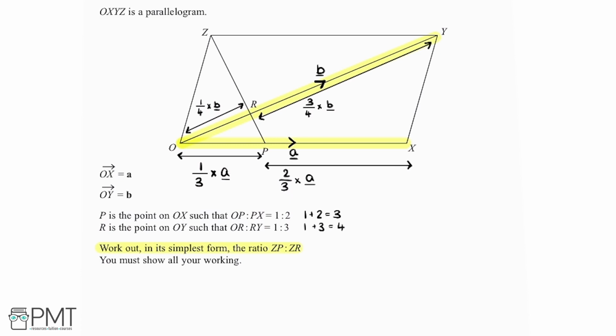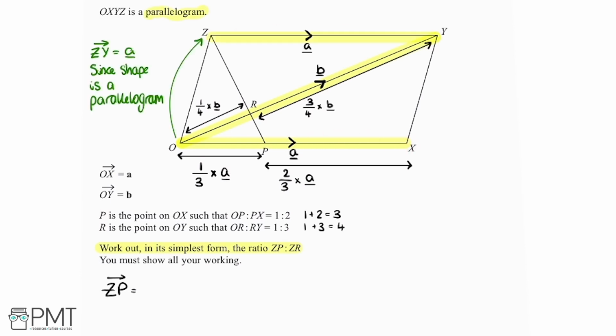Great, so now let's draw attention to this part here. I'm going to focus on ZP first. How do we get from Z to P? The interesting thing is, because we've got a parallelogram, this here is the same as this here. So to get from Z to P, we can do A, then minus B all the way down here, and then plus 1 over 3 multiplied by the vector A. Writing that out, we have A minus B, because we're going backwards, in the opposite direction to the arrow, and then plus 1 over 3 multiplied by the vector A.